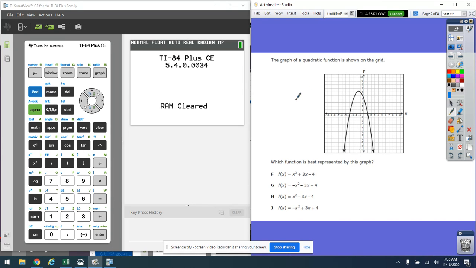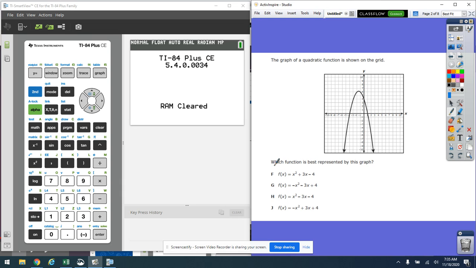So this is our first example. It says the graph of the quadratic function is shown on the grid below. So basically we have this quadratic function, this parabola shape here, and we're trying to match it up with one of these. Now one of the things you want to be able to do, when you're reading the question, is ask what it is asking for.